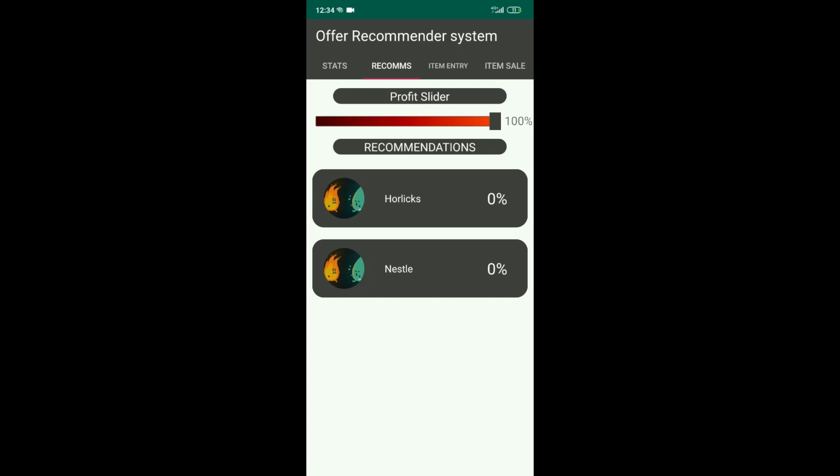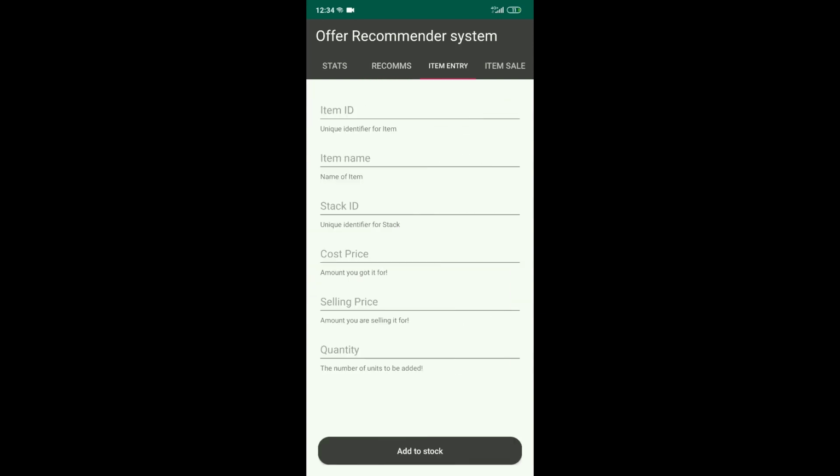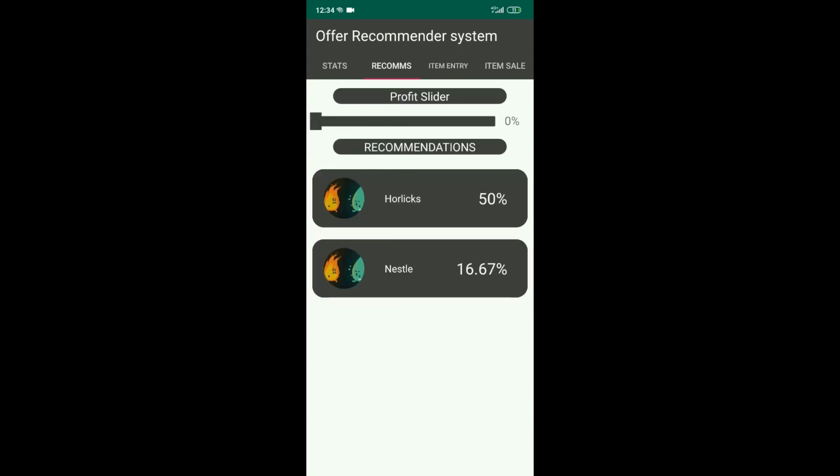Now I'm going to do that as well, which can be seen. This is a very simple yet a very efficient interface. The selling price and the cost price, if you see, I'm going to change it now. When the profit slider is kept at 0%, Horlicks can be given at 50% off. Nestle can be given at 16.67% off. So I'm going to move the profit slider. No profit I want. In that case, you can see that Horlicks can get 50% off. Nestle can get 16.67% off.